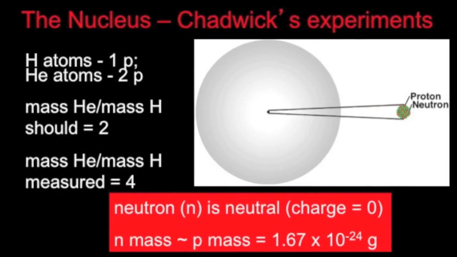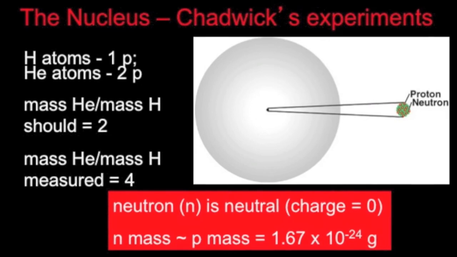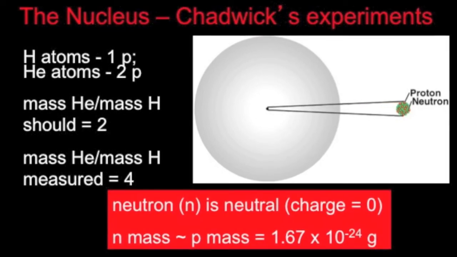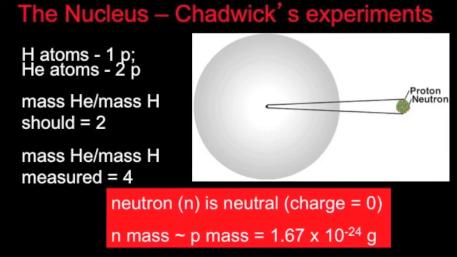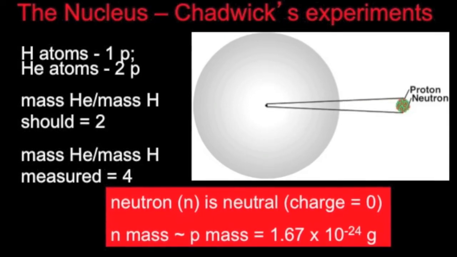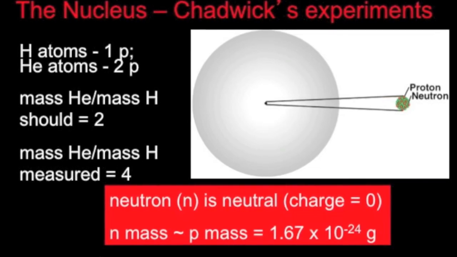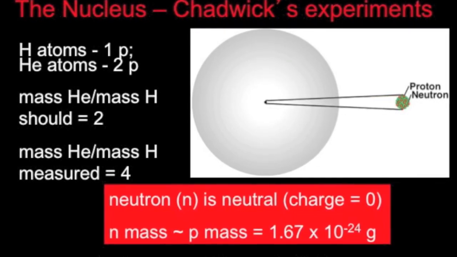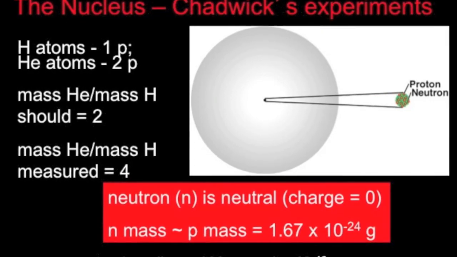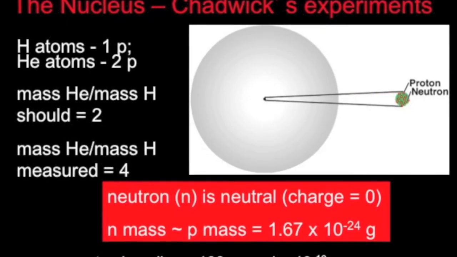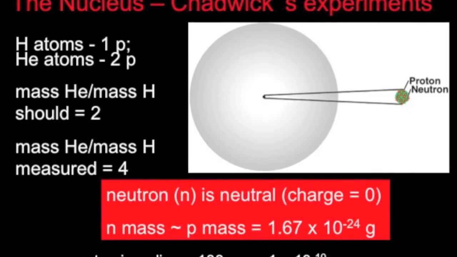So if we look at what Chadwick did in his experiments, he looked at that mass and said, okay, if we double the number of protons, so we go from a hydrogen atom to a helium atom, where we go from 1 to 2 protons, then if this model is correct, we should get a mass of 2. But what we see when we look at the mass of helium versus the mass of hydrogen isn't 2, it's 4. So there must be something else involved here in this nucleus.